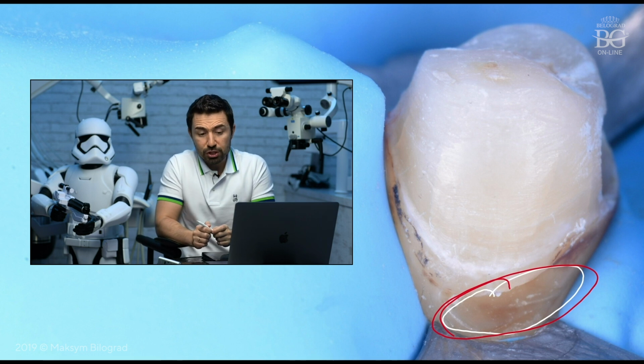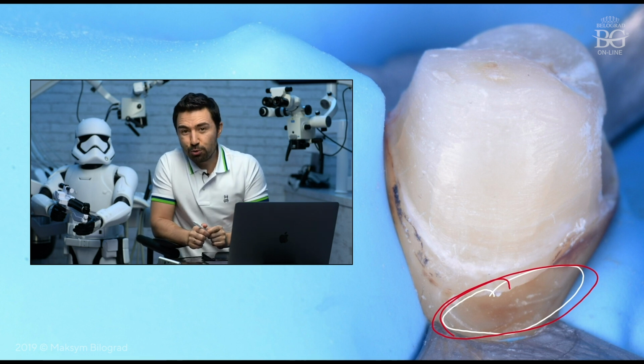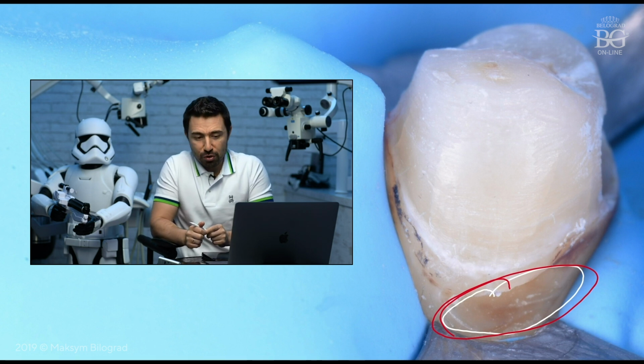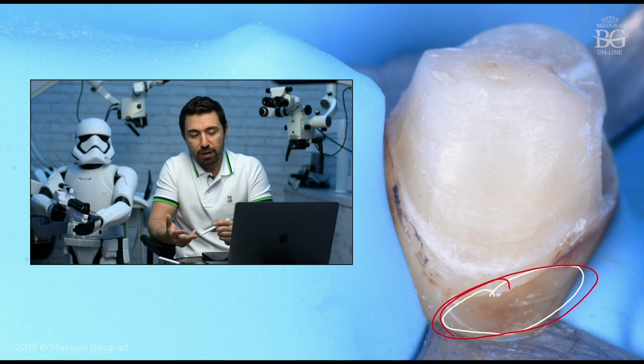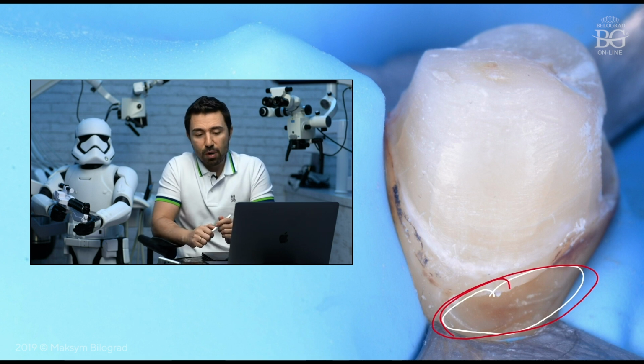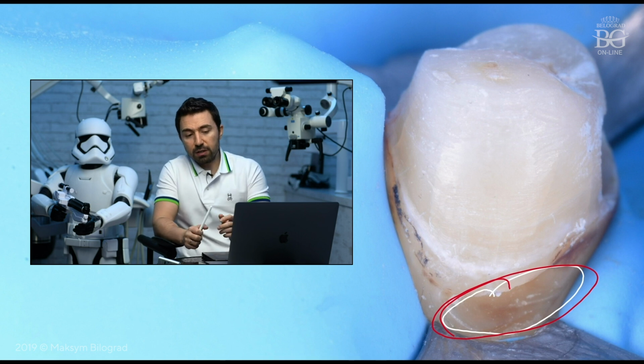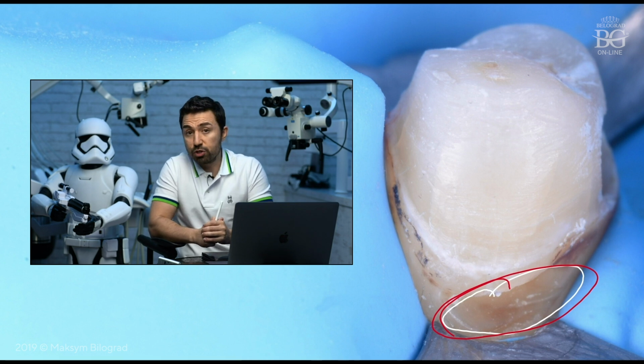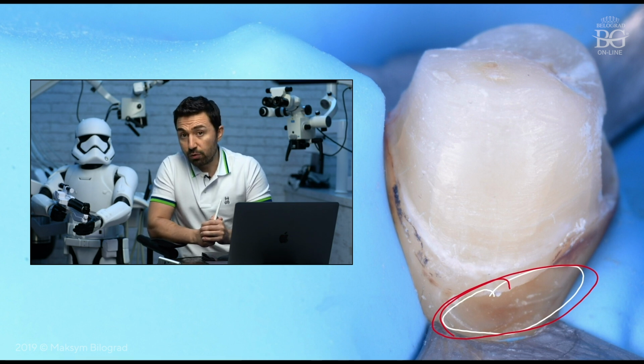Unfortunately, I missed taking an initial picture once I removed this bridge, and I also missed taking a picture of the bridge itself. But anyways, I got a problem when I saw this tooth, when I removed the caries defect, the cement and everything. I was pretty confused in terms of how to select the way to treat that tooth afterwards.